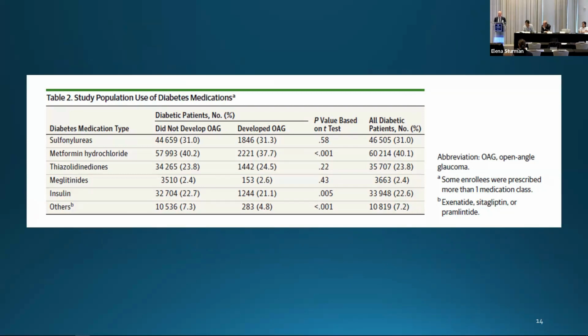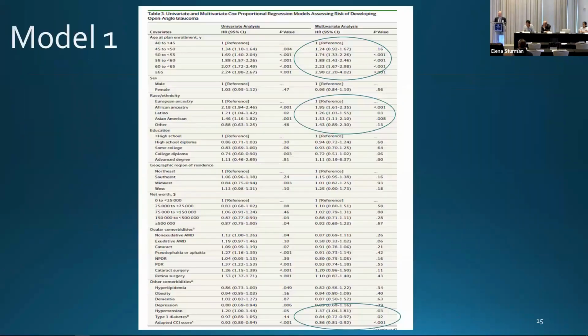Here you can see the medications that the patients were consuming. You can see metformin was the most commonly used anti-diabetic medication for this cohort. And you can see the percentage of patients who developed and did not develop glaucoma for each of the different medication classes. It's slightly less for metformin.